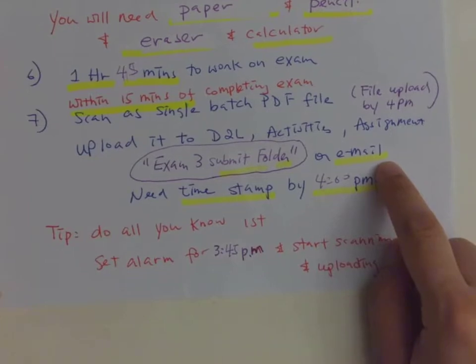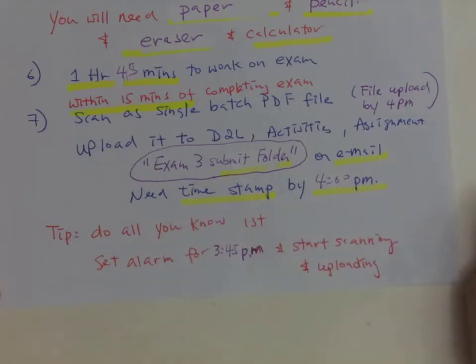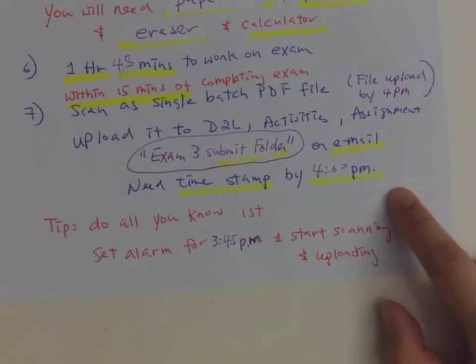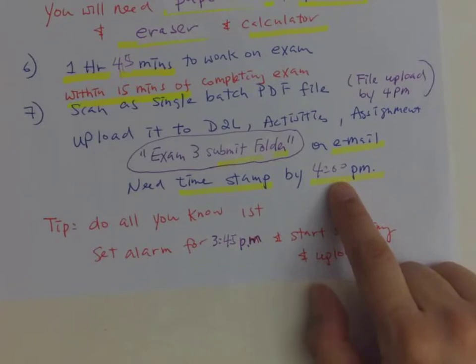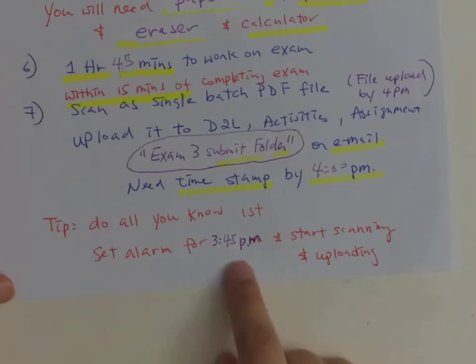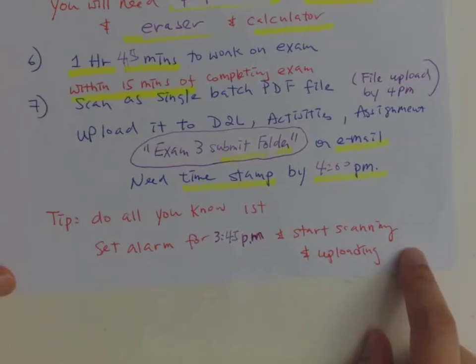Some of you did it in a Word document. It got really big. It may not be able to be emailed, so you want to make sure you submit it to the folder or use the app to scan it, so your file doesn't get too big for emailing. I need the timestamp by 4 o'clock, otherwise it will count as late and you may have to retake it. So do everything you know. Make sure you show all the steps you can. Set your alarm for 3:45 and start scanning and uploading.